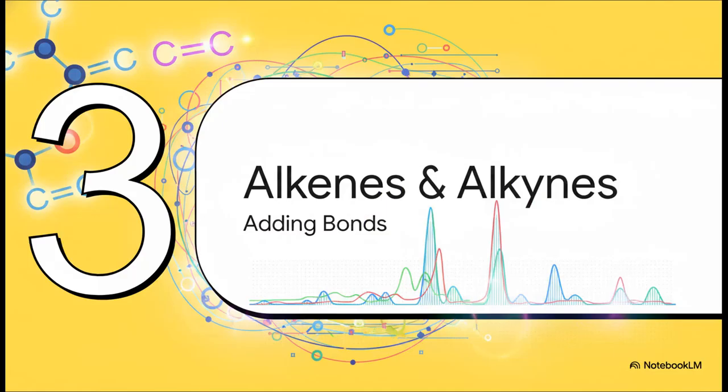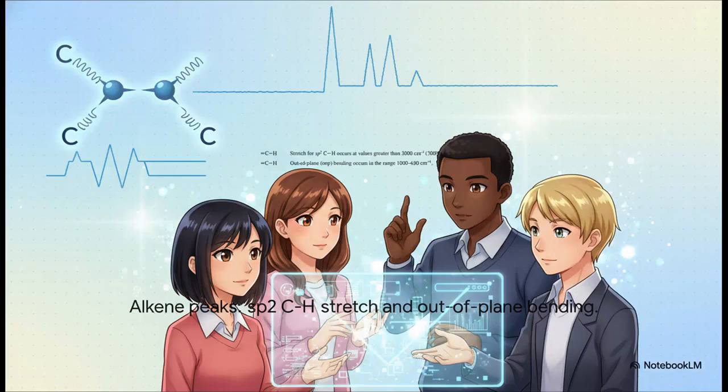Next up, Section 3, alkenes and alkynes, adding bonds. Let's see what happens when we start adding double bonds. As we cross our 3000 boundary line, notice how the sp2 carbon-hydrogen stretch for alkenes pops up at values strictly greater than 3000, usually between 3010 and 3095. Remember our spring analogy? That's the tighter spring of the double bond vibrating.